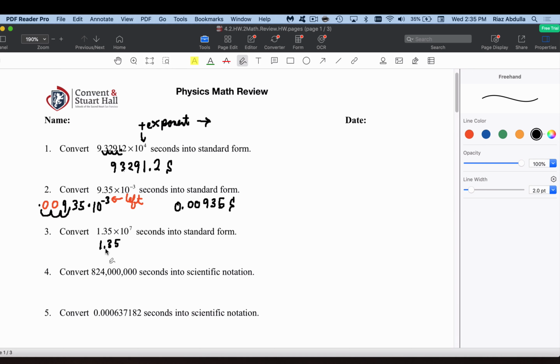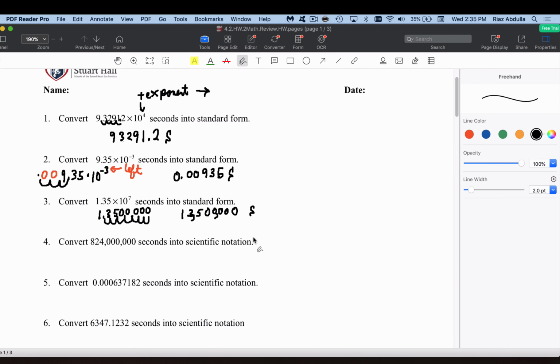Continuing, here 1.35 times 10 to the 7th. We want to go 7 to the right, so 1 bump, 2 bumps, 3 bumps, 4 bumps, 5 bumps, 6 bumps, 7 bumps. We'll add the zeros, 0, 0, 0, 0, 0. Writing this down, we're going to get 1, 3, 5, 0, 0, 0, 0, 0. Let's put in our commas. 1 comma here, 1 comma here, so we're ending up getting 13,500,000 seconds.